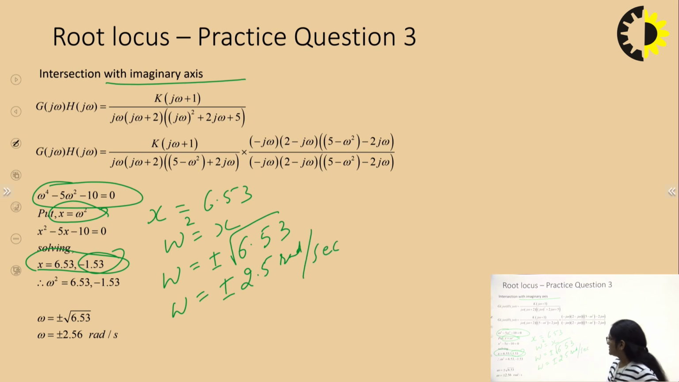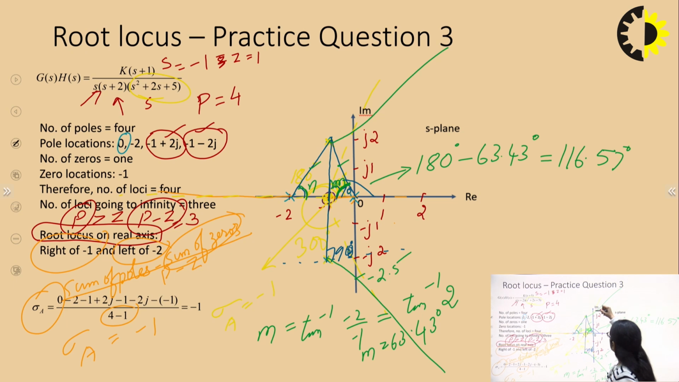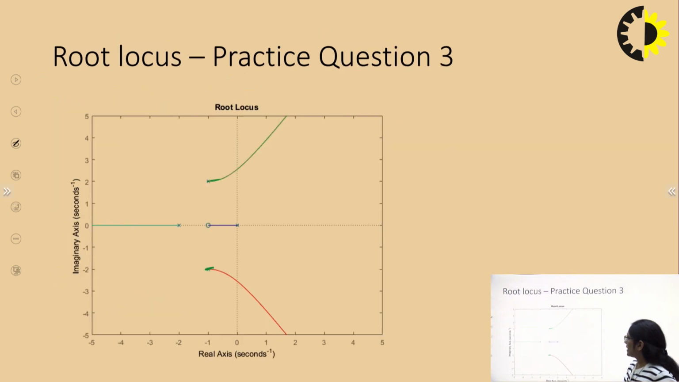So that means the intersection of this root locus with the imaginary axis, having an angle of departure as 0 degrees, is at -2.5. That means it will start from here and terminate at infinity, and this also will start here and terminate at infinity. This is -2.5 and this is +2.5. So this has been sketched on MATLAB and the figure looks like this.